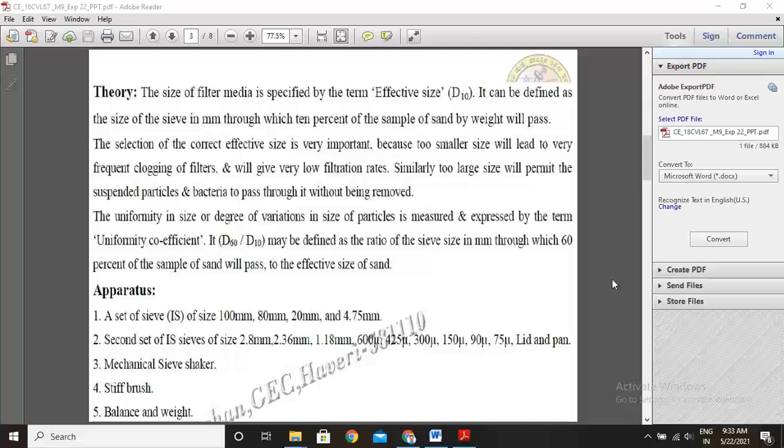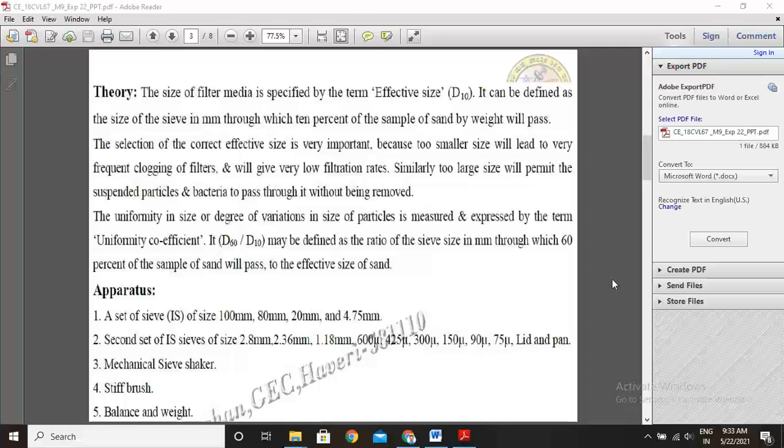The uniformity in size or degree of variations in size of particles is measured and expressed by the term uniformity coefficient. It is calculated as D60 by D10, and may be defined as the ratio of the sieve size in mm through which 60% of the sample of sand will pass to the effective size of sand. So this is the concept and background of these experiments.